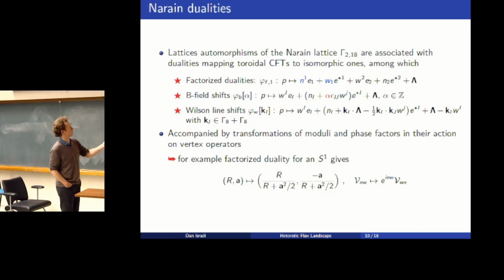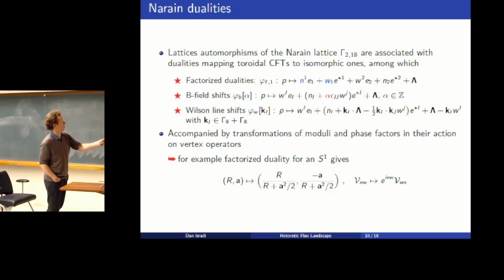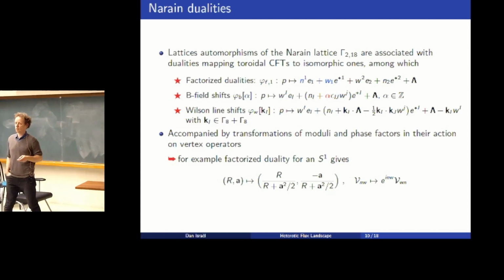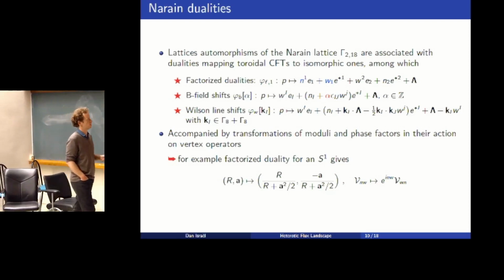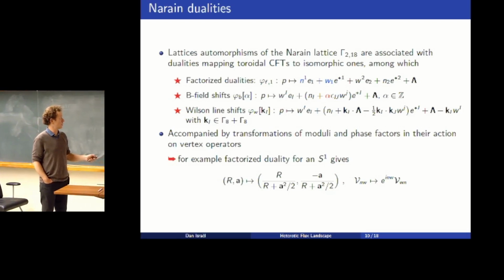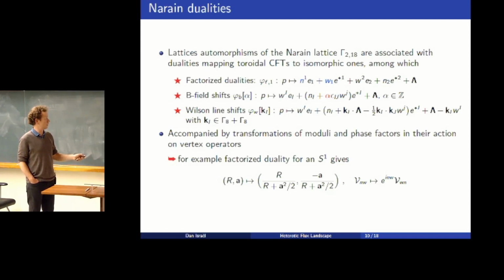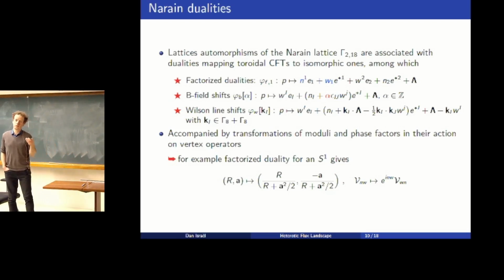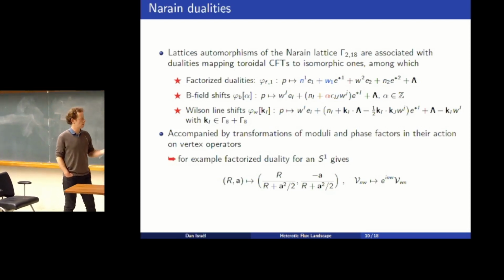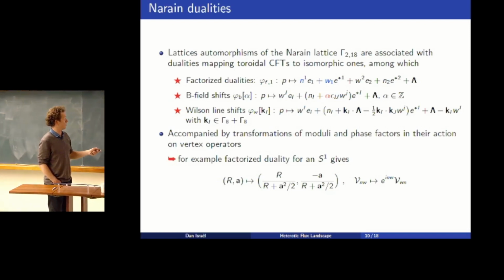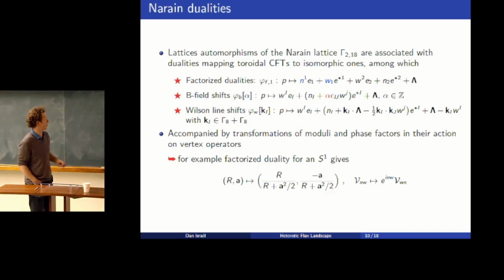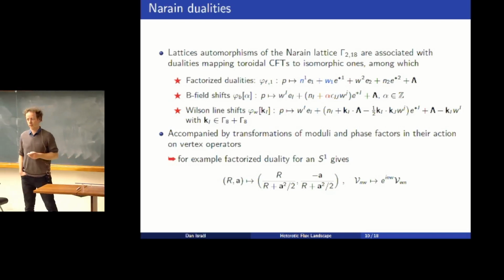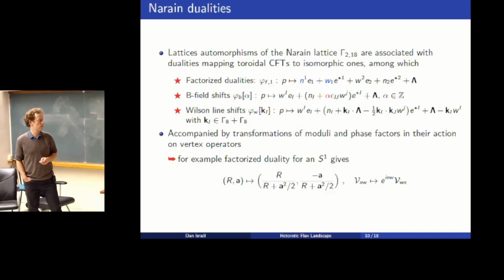So this is a transformation on the momenta that appear in P, but on top of this, you also have, of course, an action on the moduli themselves of the toroidal CFT. For instance, the factorized duality starts from this data, radius and Wilson line, and ends up with this data. And together with this, there is usually a phase that is carried by this symmetry when you act on the vertex operator of the CFT. Okay, so this was for toroidal theory.